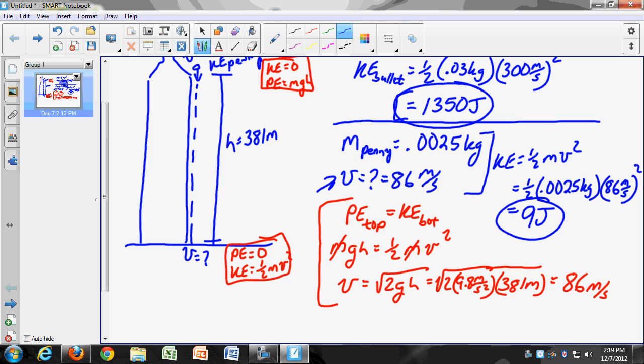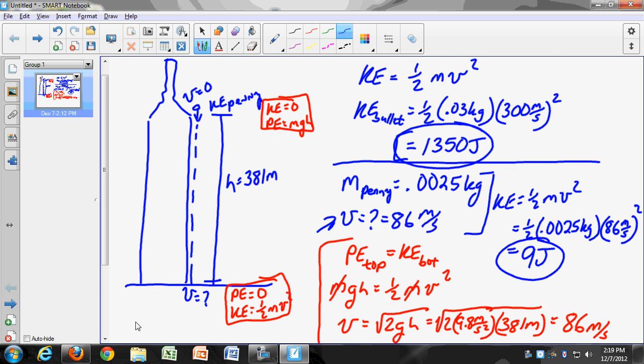Now, it's a lot smaller, right? And in fact, you might say, well, you know what? You really chose a pretty big bullet, because a 30-gram bullet, that's a pretty big bullet. But even if we were off by a factor of 10 up here for the mass, like say instead of 0.03 kilograms, we decided instead to have 0.003 kilograms, then it would just give us 135 joules.